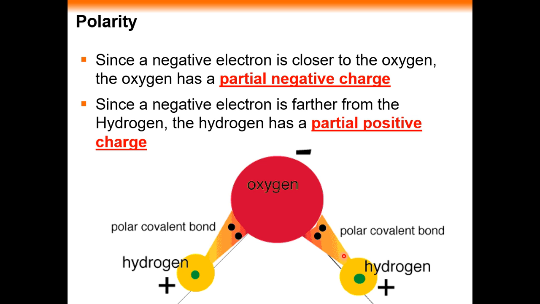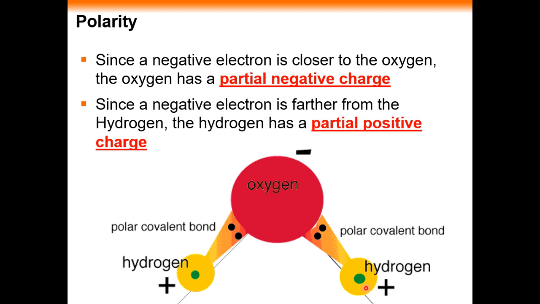Most of these electrons are on the oxygen. As a result, for what we know about electrons, your brain should be rapidly firing right now and saying, okay, what charge are electrons again? Electrons are negative. So you're telling me these negative electrons are closer to the oxygen. That means that the oxygen should be a little bit negative. So we call it partially negative.